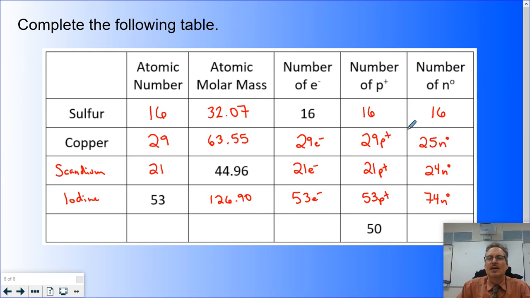So you can see the protons and the neutrons can equal each other. They can be lower, they can be higher. There is no rule for neutrons other than protons plus neutrons equals the rounded mass number.